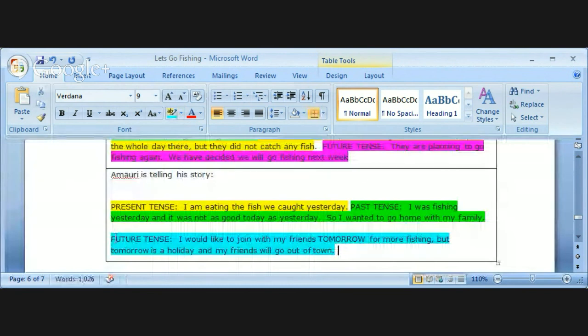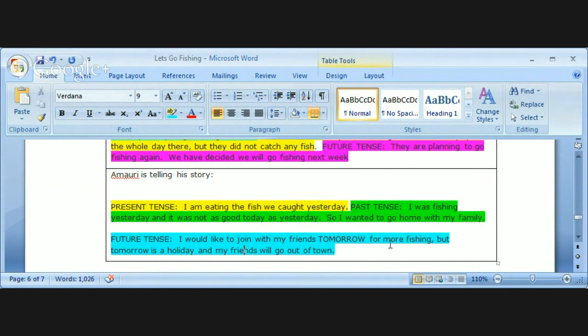Yes. I'm eating the fish we caught yesterday. I was fishing yesterday and it was not as good today as yesterday. So I wanted to go home with my family. I would like to join with my friends tomorrow for more fishing. But tomorrow is a holiday and my friends will go out of the town.